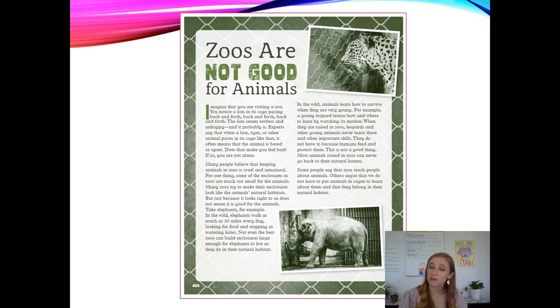I bet a lot of you guys are saying that the author's opinion in this article is that zoos are a bad place and that they don't do good things for animals. Whatever you shared, awesome job. Thank you guys for sharing.